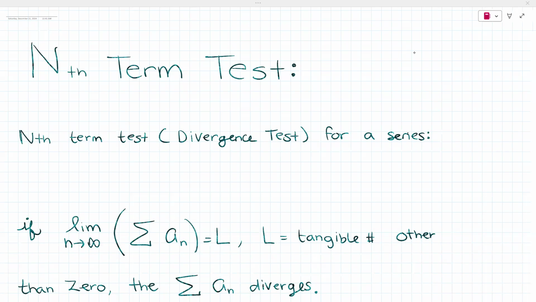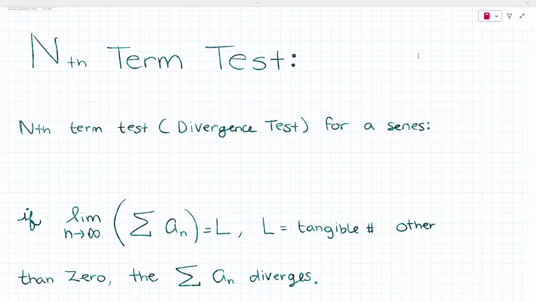In this video, we will continue with the 9 infinite series tests for determining convergence or divergence for any infinite series. In this video, we will focus on the nth term test, which is also called the divergence test. So yes, let's talk about the nth term test, the divergence test for a series.